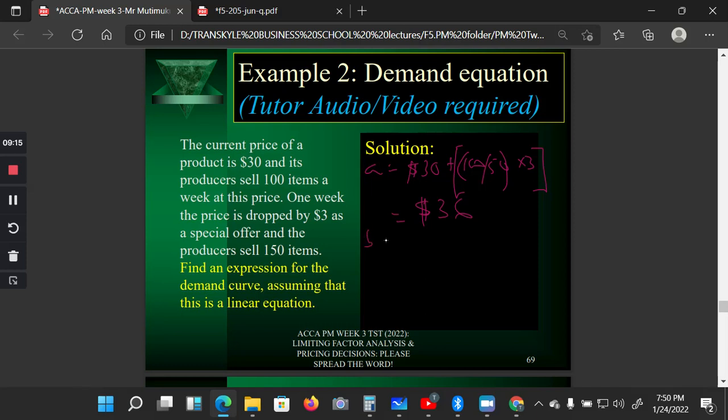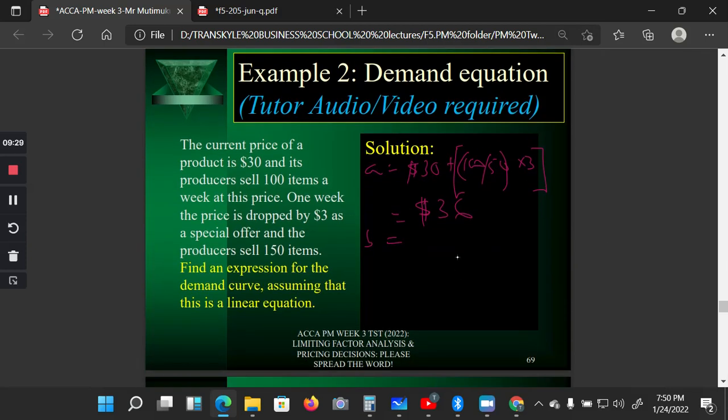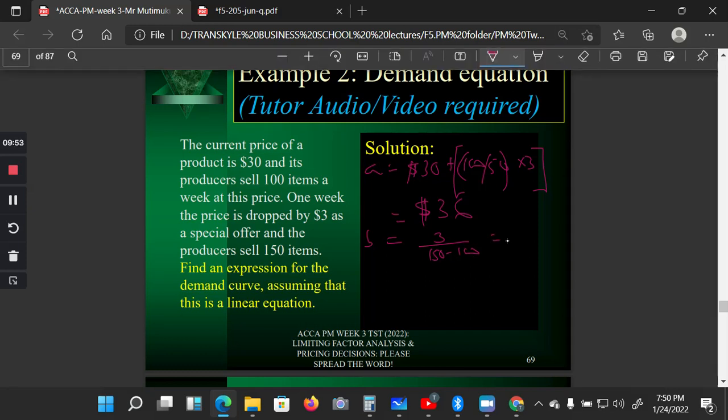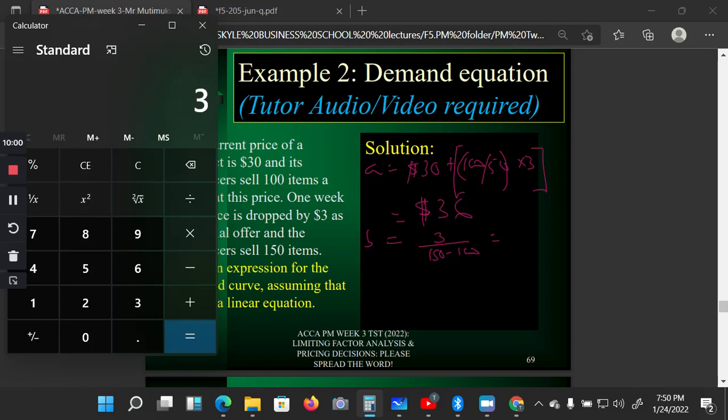Okay, what about B? What is B? B is equal to change in price divided by change in quantity. Change in price, we are told that in 1 week the price dropped by 3, so 3 divided by the change in quantity. The producer sold 150 from 100, so 150 minus 100, that's 50, so 3 over 50. What is 3 over 50? 3 divided by 50, that's 0.06.